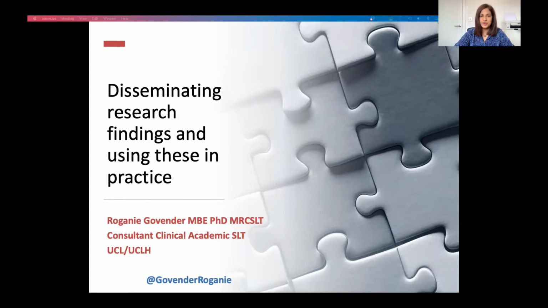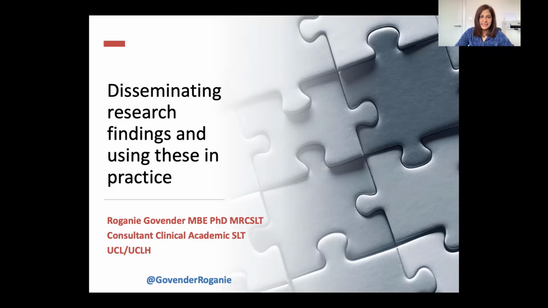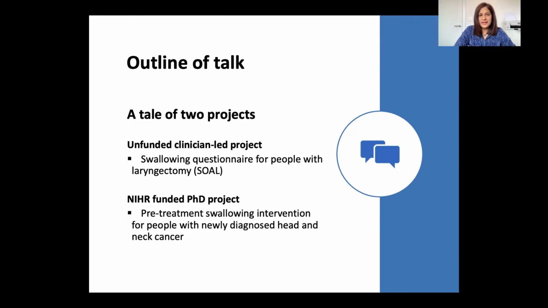I have been working with people with head and neck cancer for a number of years, but more recently I've had the real privilege of being able to combine research in my job. But the projects I'm going to be talking to you about today start well before my funded research time. So I'd like to talk about a couple of projects that I've been involved in and share my experience of disseminating research and some top tips for embedding research in practice and for finding out how your research is being used.